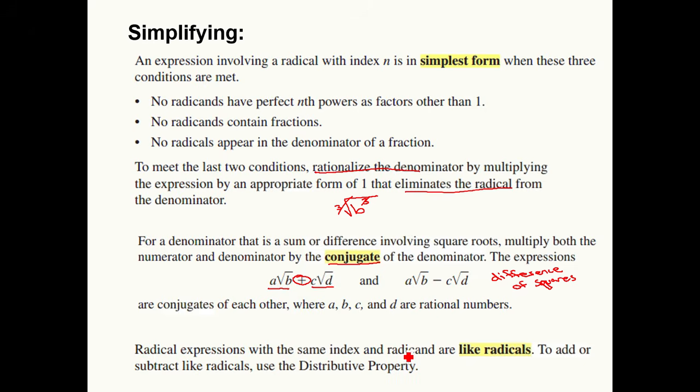If we are adding or subtracting radical expressions, then we must make sure that they are like radicals. And to add or subtract them, we really are just using the distributive property and combining like terms, but our terms are really numbers that contain radicals.